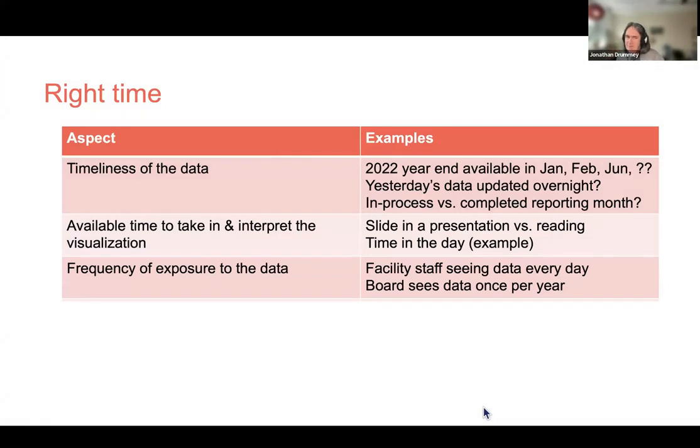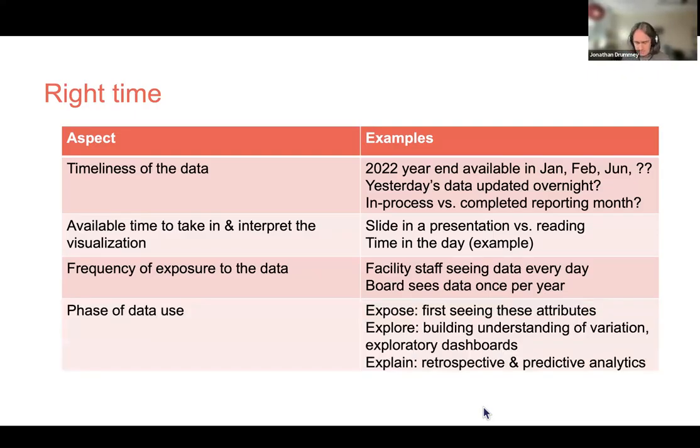There's also how often people are seeing the data. So we might have facility staff who are working with the data every day and they know it really well, whereas there might be a board or a government official you're presenting to who is looking at this data once per year. And in that case, we can't just launch into the data like they knew it. We need to load them up with the appropriate context and so on so they can understand it.